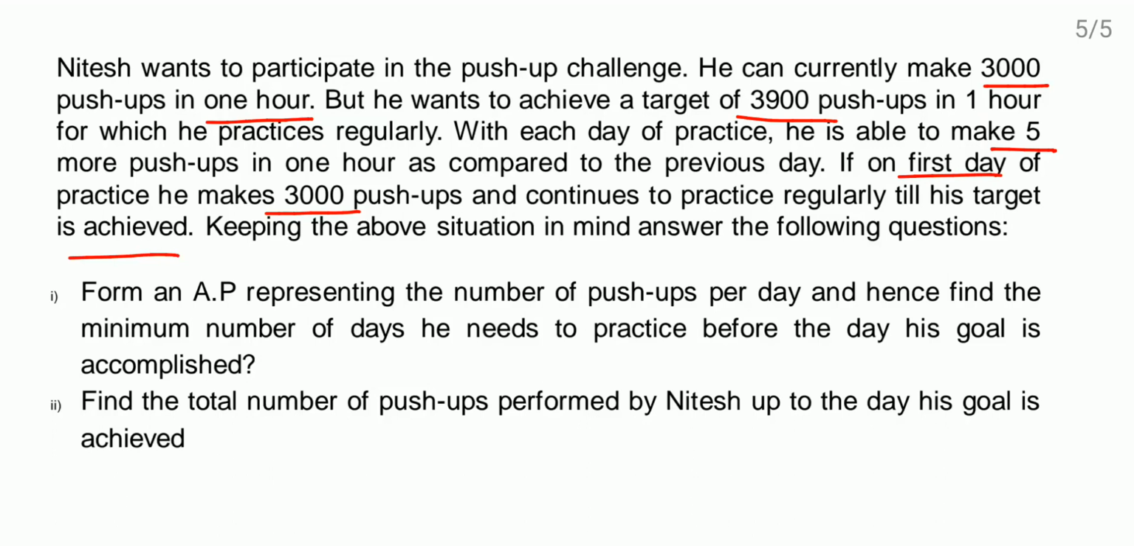Look at the first question here. Form an AP. So first we need to form the AP, representing the number of push-ups per day, and hence find the minimum number of days he needs to practice before the day his goal is accomplished. So first we need to find out the AP. After that, in how many days? So the minimum number of days we need to find out is when he will accomplish his goal.